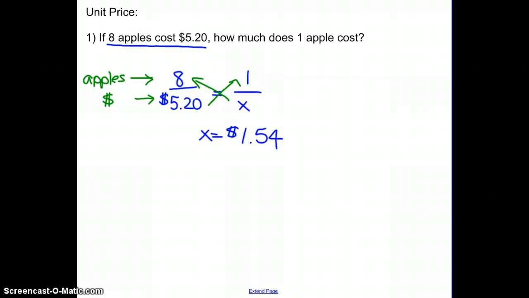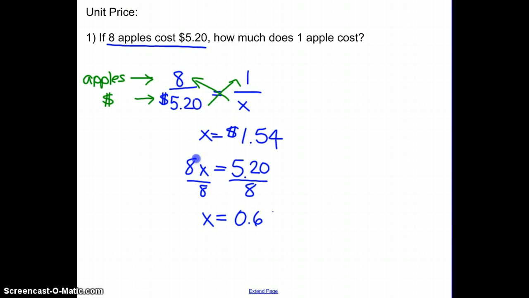So it was pointed out that I actually made a mistake in this problem. Sorry about that. It's supposed to be x times 8 is 8x equals 1 times the 520, which is 520. Divide both sides by 8, and x should equal $0.65. That should be your final answer. Sorry if that confused you.